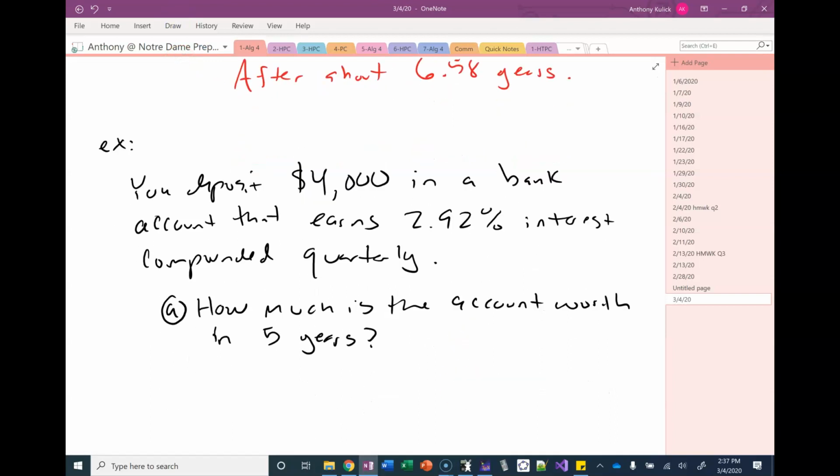So you deposit $4,000 in a bank account that earns 2.92% interest compounded quarterly. First question we ask is how much is the account worth in 5 years? Which model should I use? Yeah, this one is definitely about banking. So let's use the compound interest model.